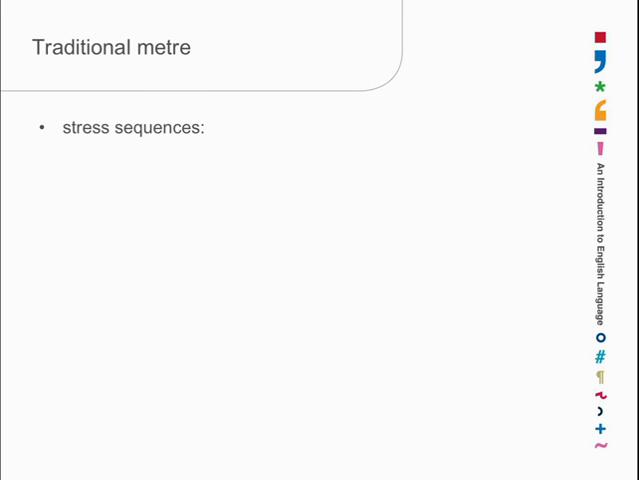So what about the sequences, the feet? If we have an unstressed syllable followed by a stressed one, as in the word alone, that's called an iamb, alone. The opposite way round is called a trochee, lonely. An anapaest consists of two unstressed syllables with a final stressed syllable. Intercede. And a dactyl is the opposite way around. Terrible.